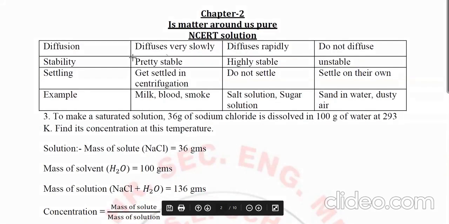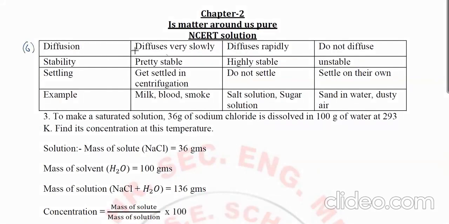Next is diffusion. So diffusion, yes, the salt diffuses very slowly. In a sol, the diffusion process will be very slow, while in case of solution, it will rapidly diffuse, because all the particles are less than 1 nanometer, so it will rapidly diffuse out. While in case of suspension, they do not diffuse. They do not show diffusion. Okay, next is the stability.